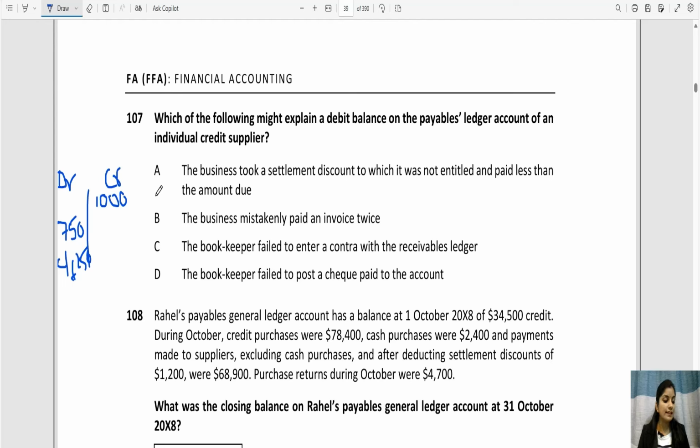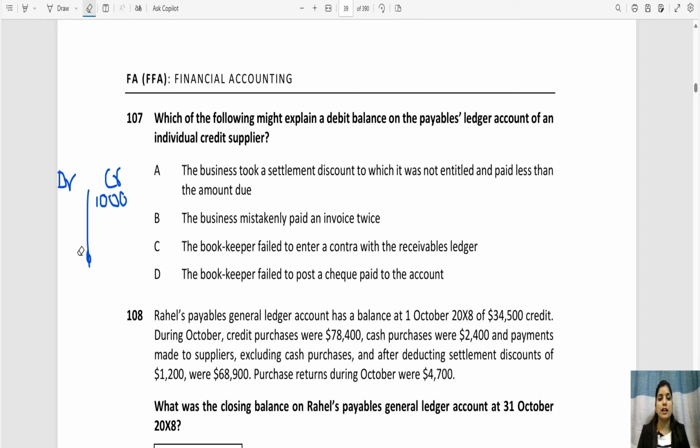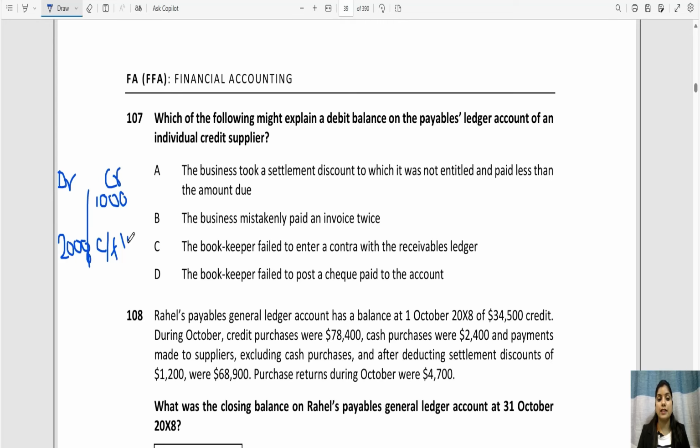What option B says is, the business mistakenly paid an invoice twice. This could be a possible scenario. Suppose, let me rub this one out. Suppose I have purchased on credit for 1,000, but instead I have paid 2,000. So now the carried forward balance will be on the credit side and the amount will be 1,000, and from next year it will be shown on the debit side. So this could be a possible scenario for the debit balance on the payable ledger.